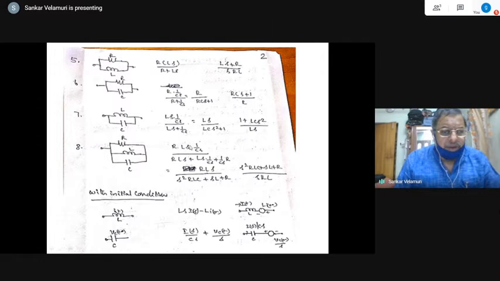In an RLC combination, R remains R, L gets transformed to Ls, and C gets transformed to 1 over Cs. So R plus Ls plus 1 over Cs. Taking the LCM, you get this as s squared LC plus s RC plus 1 over Cs. So this is the reciprocal of that.